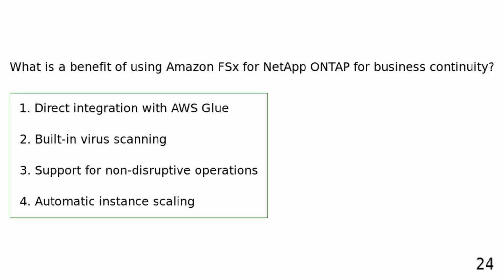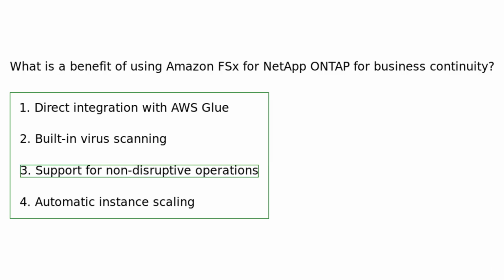What is a benefit of using Amazon FSx for NetApp ONTAP for business continuity? Direct integration with AWS Glue. Built-in virus scanning. Support for non-disruptive operations. Automatic instance scaling. Amazon FSx for NetApp ONTAP supports non-disruptive operations, aiding in business continuity.